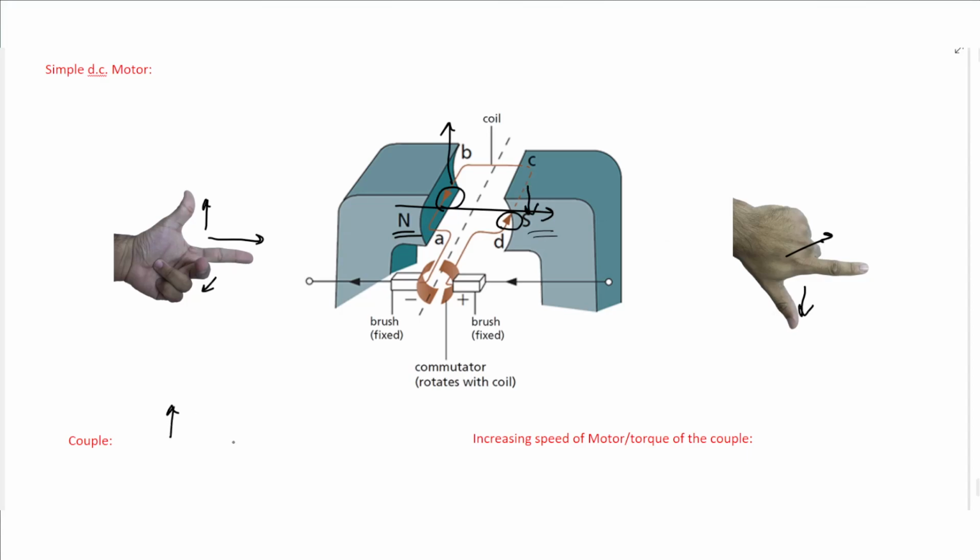If you have two opposite forces with some distance between them, we call this a couple. This creates a moment or a torque. If you want to increase the moment or the torque, use a stronger magnet, increase the current in the coil, use a coil with more turns, or insert an iron core.